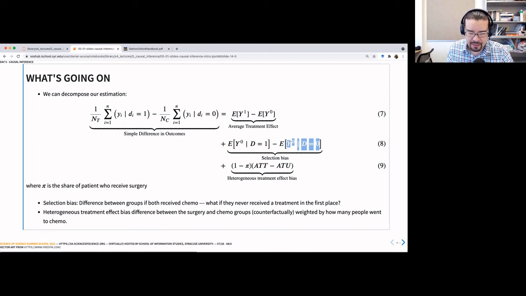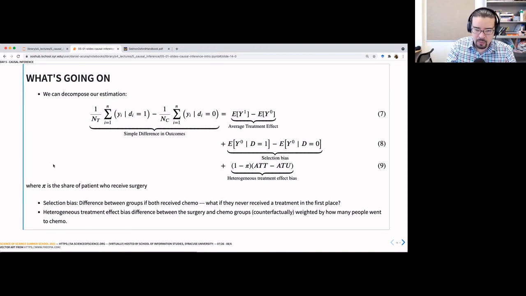And then you have this other idea. It's called heterogeneous treatment effect bias. And the idea of this is that there is a difference between getting treated and not getting treated, counterfactually. And we weight that by the proportion of people that didn't get treated on that pie.